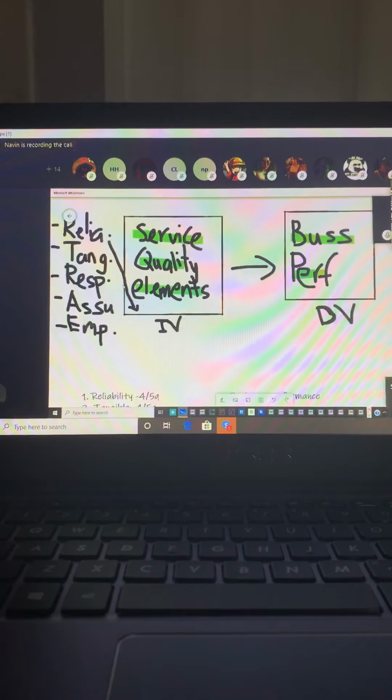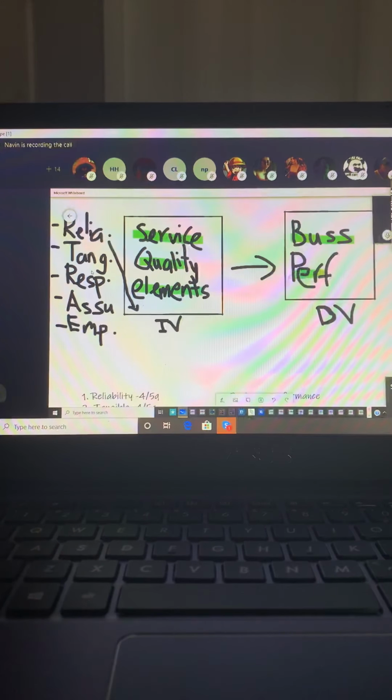On your left-hand side you have IV, which stands for service quality elements. On your right-hand side, you have business performance, which is your DV. DV stands for dependent variable, IV stands for independent variable. Inside this box you need to draw number 1, reliability, number 2, tangible, number 3, responsiveness, number 4, assurance, number 5, empathy. I repeat, in this box you have service quality elements, followed by these 5 things.